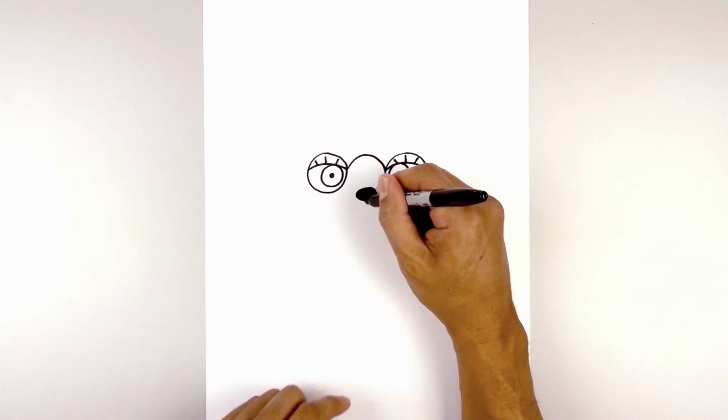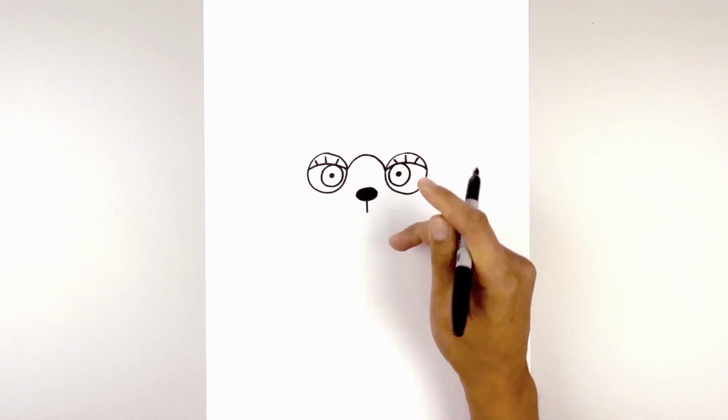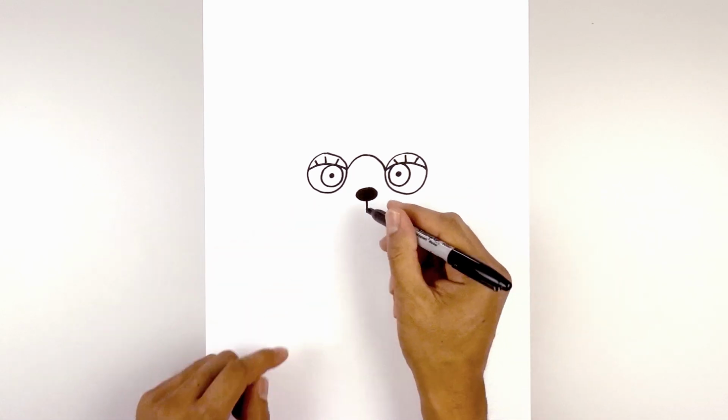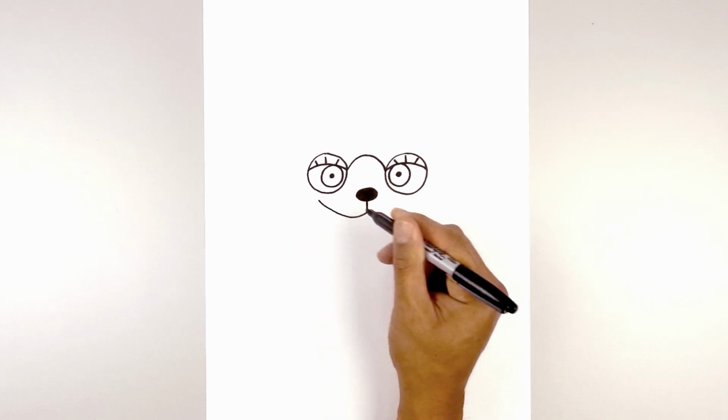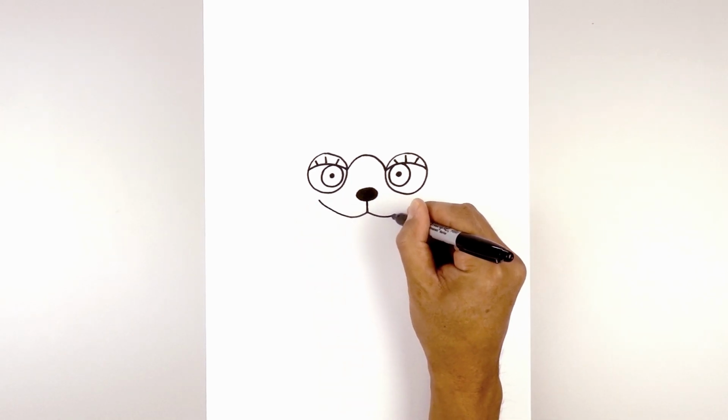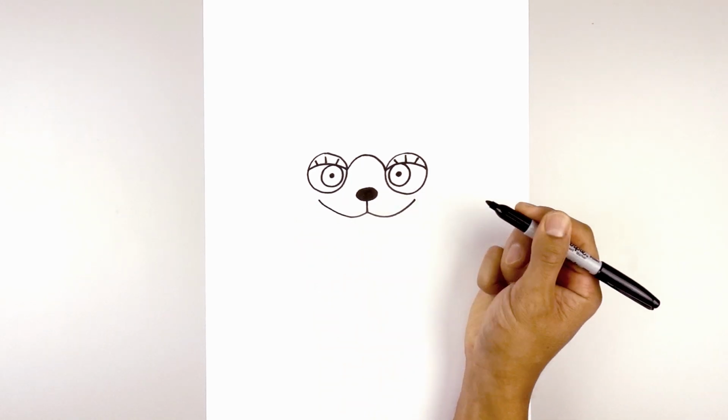At the bottom of the nose, right in the middle, we draw a straight line coming down. Now I'm going to curve down and up towards the eye for the top of the mouth. Come down. I'm just going to aim that up. And do the same thing on the right side.